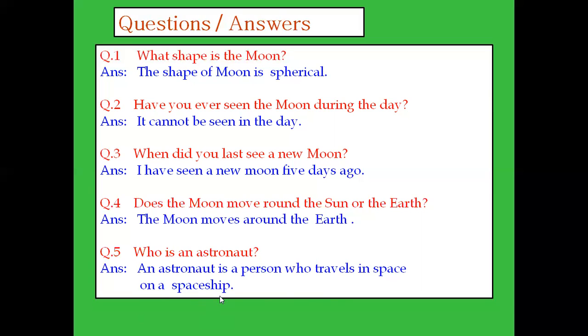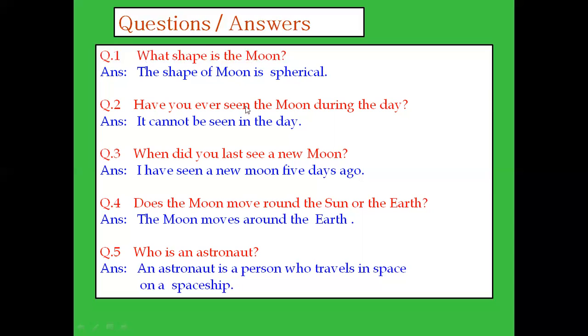Okay, students, these are 5 question answers you write in your notebook and also learn. Listen again, if you can't read, then listen again. Question number 1. What shape is the moon? Answer. The shape of the moon is spherical.